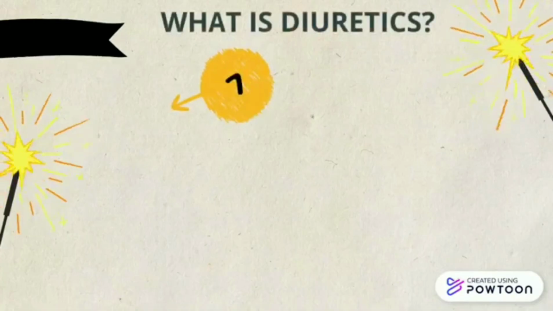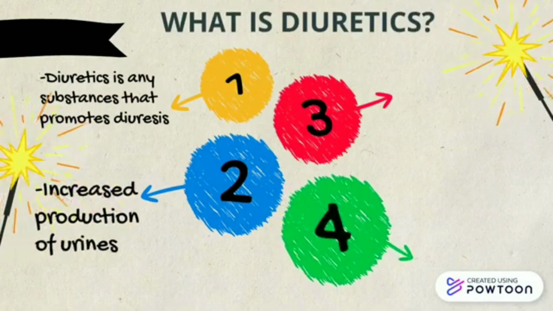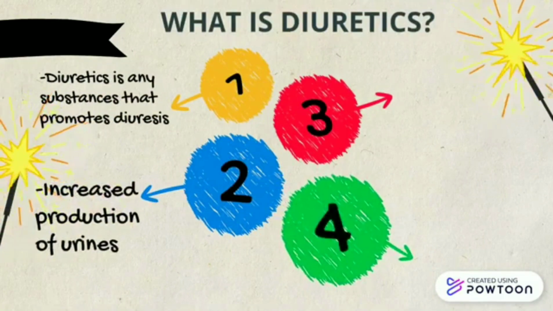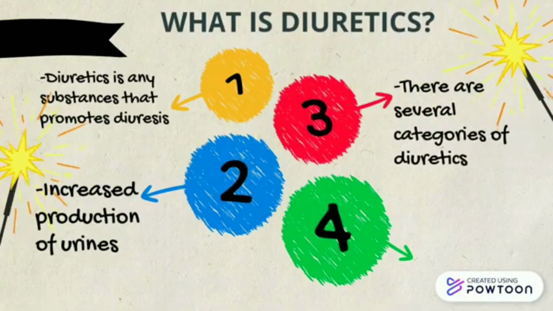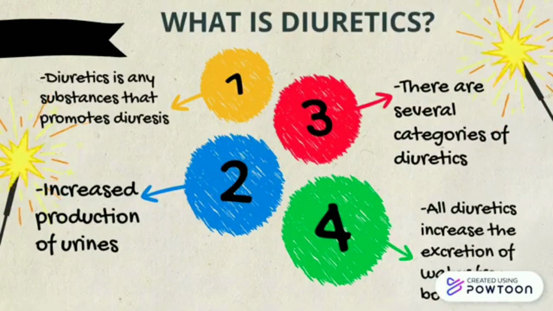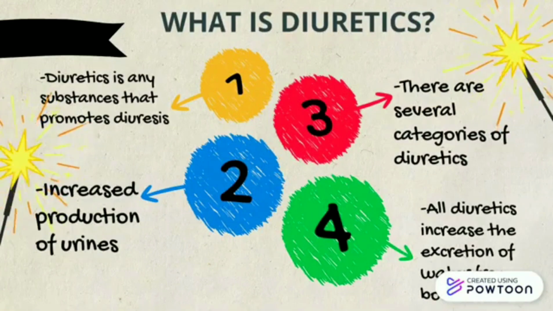What is a diuretic? A diuretic is any substance that promotes diuresis, the increased production of urine. This includes forced diuresis. There are several categories of diuretics. All diuretics increase the excretion of water from the body, although each class does so in a distinct way.